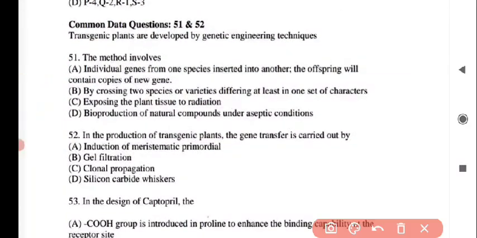Okay, so the remaining questions will be statement based questions. In this, the first statement is transgenic plants are developed by genetic engineering techniques. And the question is the method involves, and the correct answer is option A. It involves the individual genes from one species inserted into another. The offspring will contain copies of the new gene. The next question is in the production of transgenic plants, the gene transfer is carried out by, and the correct answer is option number D. It is carried out by silicon carbide whiskers.